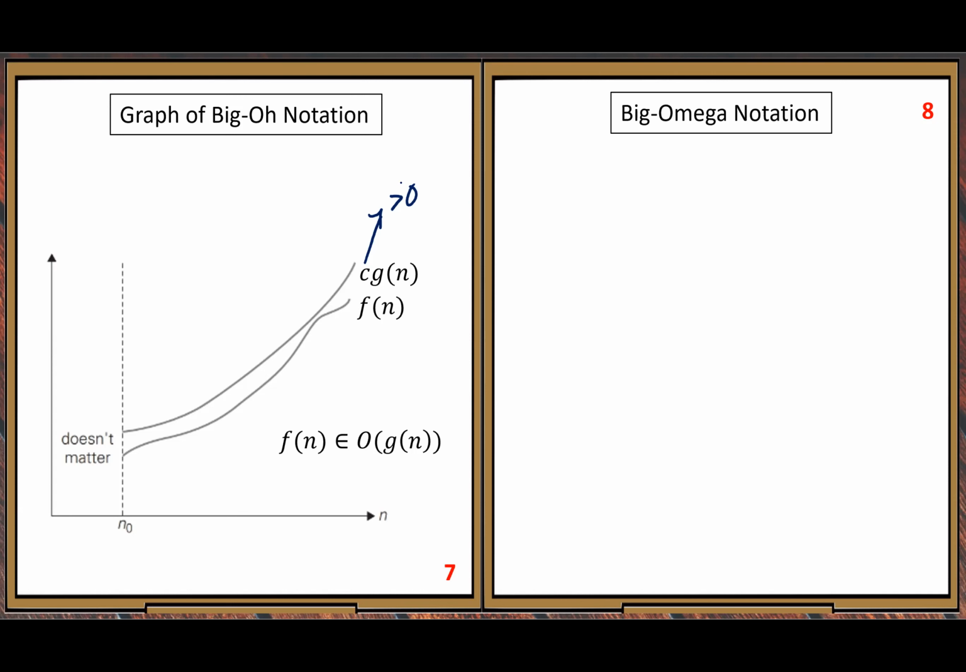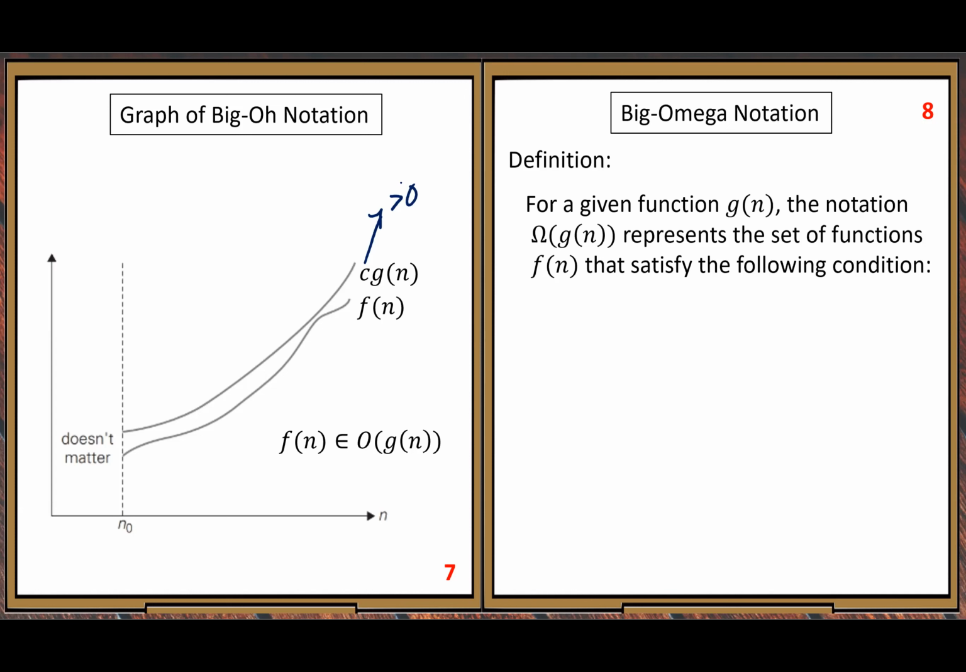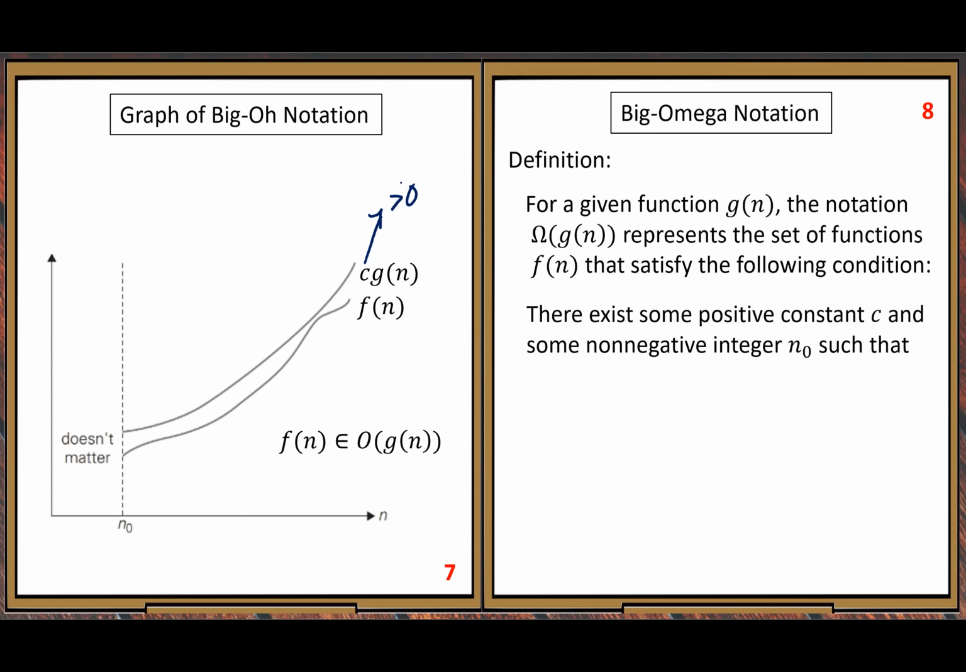So what is big omega? Definition of big omega. For a given function g of n, the notation big omega of g of n represents the set of functions f of n that satisfy the following condition. There exists some positive constant c and some non-negative integer n0. You can see the environment setup is the same as before. The difference is this inequality.